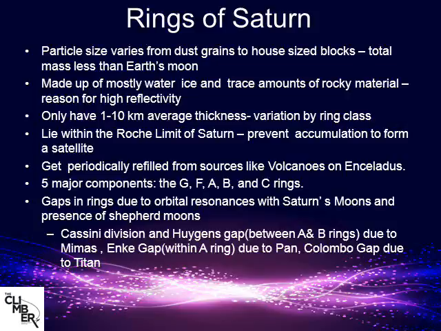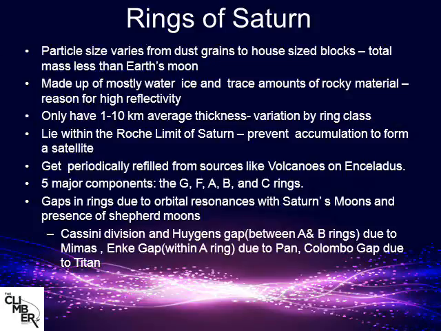Despite having large structures, their actual thickness is quite less. Their combined mass is much less than the Earth's moon, and they cannot ever clump together to form a satellite for Saturn, even if they wanted to, because they lie within Saturn's Roche limit.